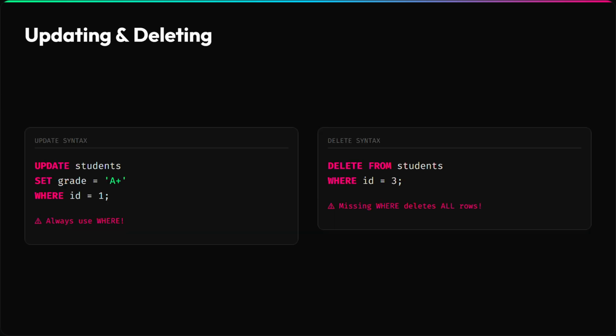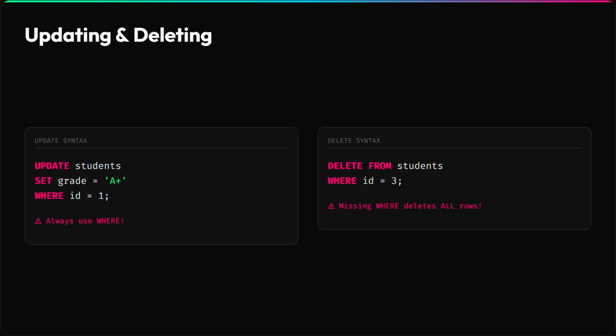Data isn't static. Use update to modify existing records. Use delete to remove them. I have added a warning here for a reason. Always include a where clause. If you run delete from students without a where ID equals something, you will wipe out your entire table instantly.